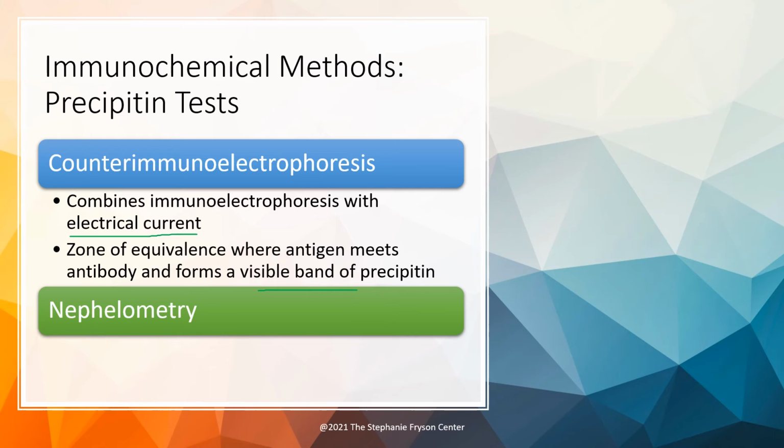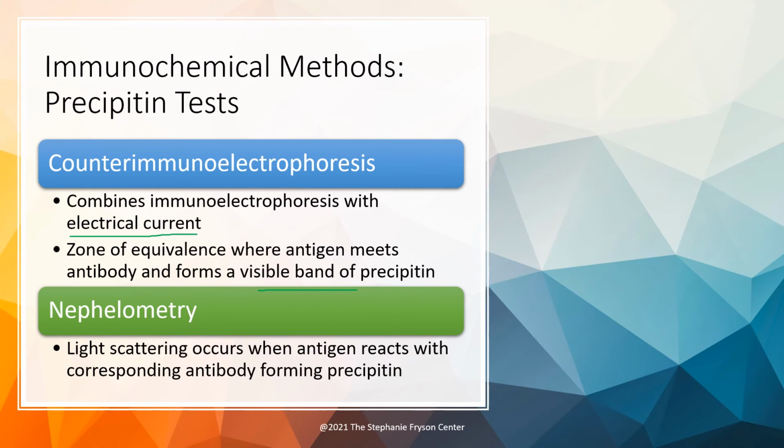And then the other one is nephelometry. And this is where we're going to add light scattering. When the antigen reacts with the antibody and forms a precipitin, you're going to see the light source change. The amount of light that's there is going to change.